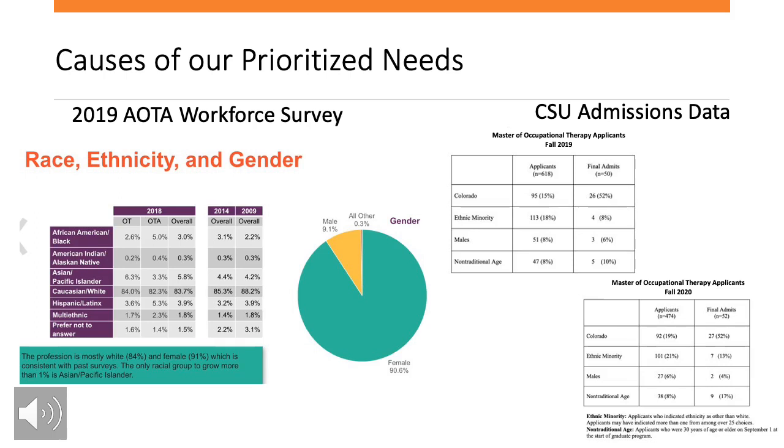CSU OT admissions data from the last few years shows a similar trend to that of the overall profession. While 30% of applicants come from minority backgrounds, 90% of students who attend the CSU OT program identify as white. There is a gap between the number of diverse applicants who are applying to our program and those who are admitted to our program.